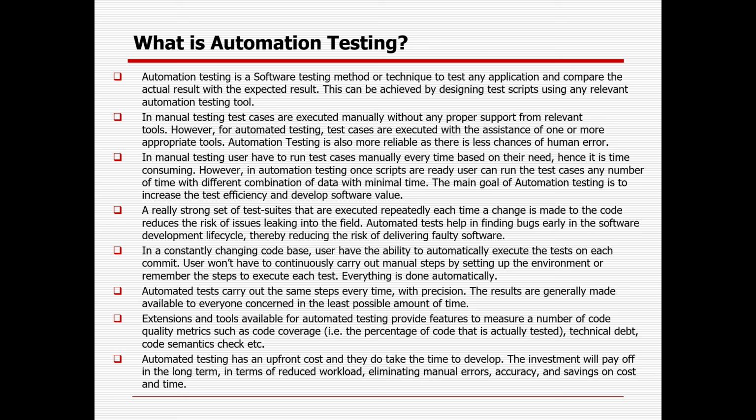So 20 into 2% is 70%, 40% a day, and 30% initial investment, 70%. So you are saving overall 130% a day for the long run. That is the way you need to calculate your return of investment, and if your return of investment is good, then definitely you should go ahead with automation testing.